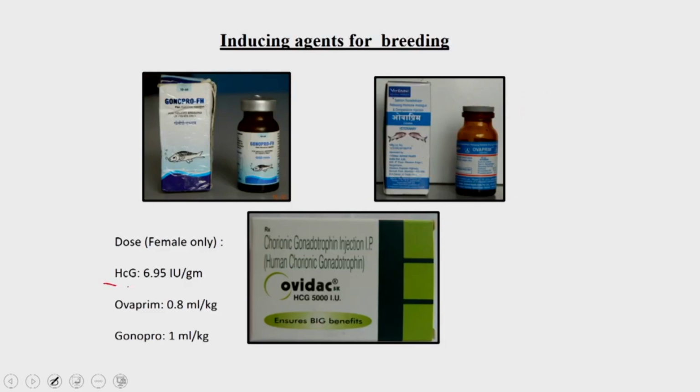So, the dose for the HCG is 6.95 international units per gram of weight of the fish. Ovaprim is 0.8 ml per kg, and Gonopro is 1 ml per kg. So, you can follow this particular dosing, and this dosing is only for reference purposes. It could vary from fish to fish sometimes, and it requires some kind of optimization as well. For the male, the dosing is slightly on the lower side.